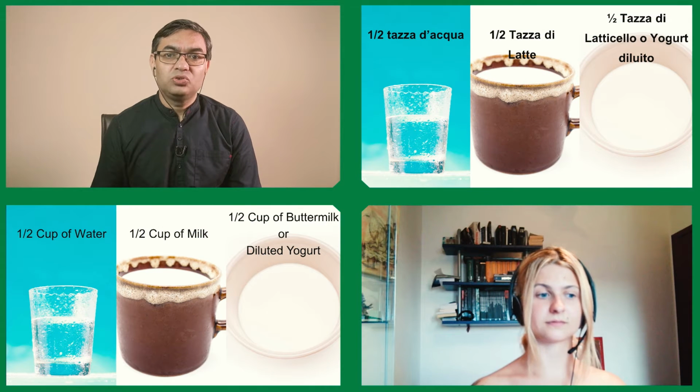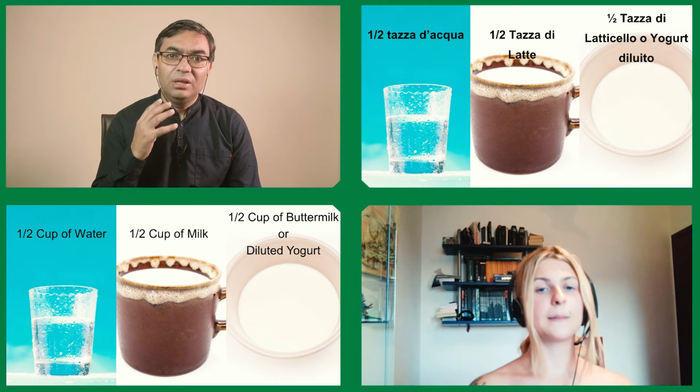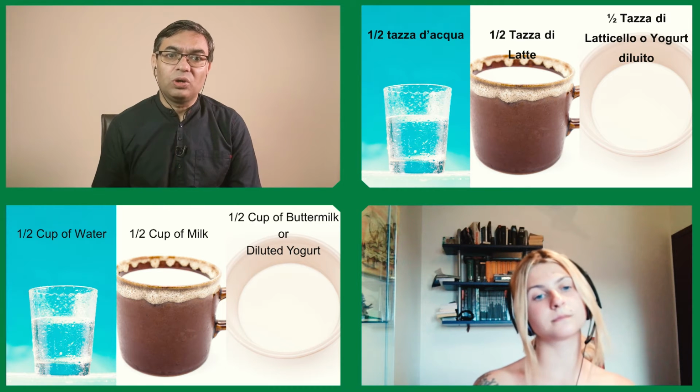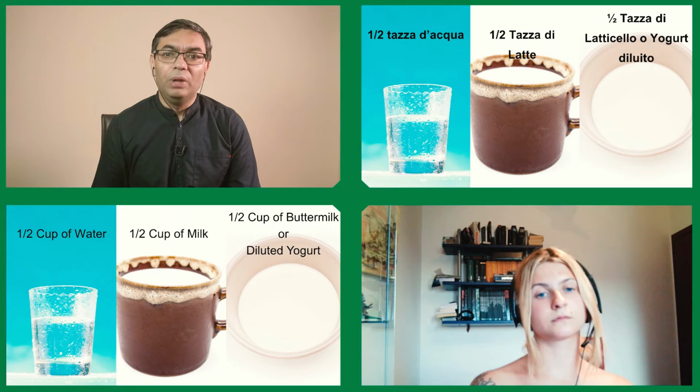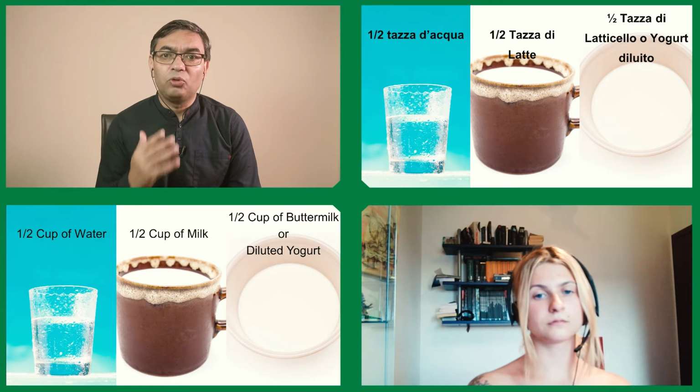We can utilize three types of liquids for dipping the garlic overnight. It can be half or 1/4 cup of water, half or 1/4 cup of milk, or half or 1/4 cup of buttermilk or diluted yogurt.